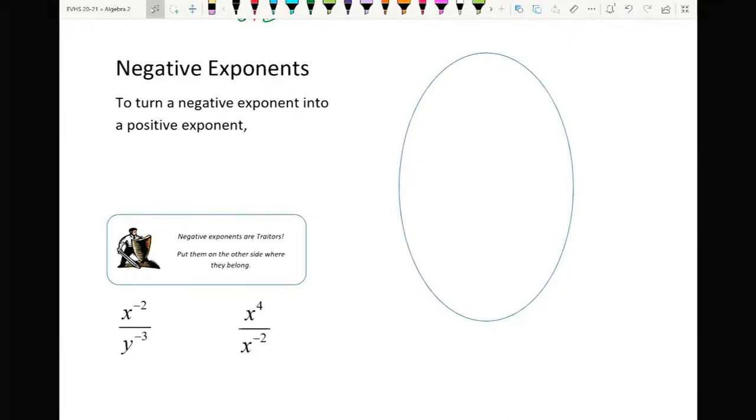All right, moving on with our negative exponents. Okay, to turn a negative exponent into a positive exponent, you are going to move it to the other side of the fraction. And in our war between the top and the bottom, negative exponents are the traitors. Put them on the other side where they belong with the other enemies.